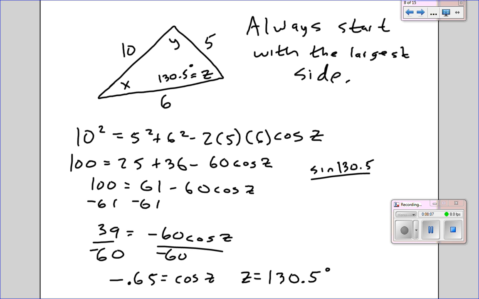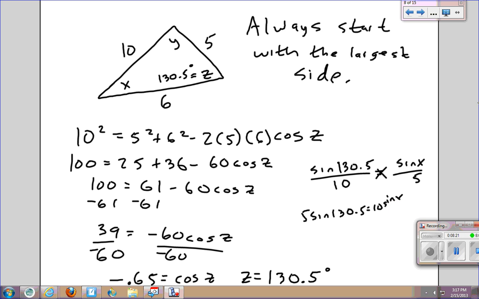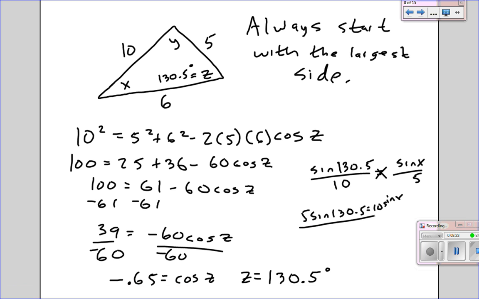130.5 over 10 equals sine x over 5. Cross multiply. 5 sine 130.5 equals 10 sine x. Go ahead now and make sure you divide both sides by 10. So 5 sine 130 divided by 10 gives you sine x equals 0.383.